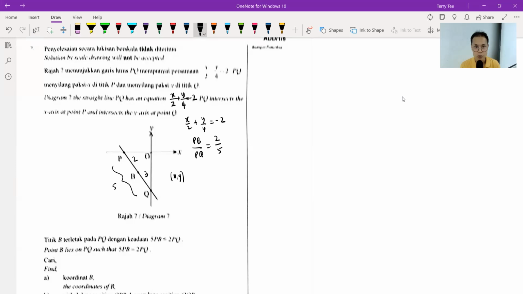That is x, y equals nx1 plus mx2 over m plus n. Then you repeat with your y: ny1 plus my2 over m plus n. So here we have to first find out the coordinate point P and Q. Since you're given this straight line, we can change this to the intercept form, x over a plus y over b equals 1. So what we can do is divide this equation by negative 2, because in order to change to this form, my right hand side has to be 1.